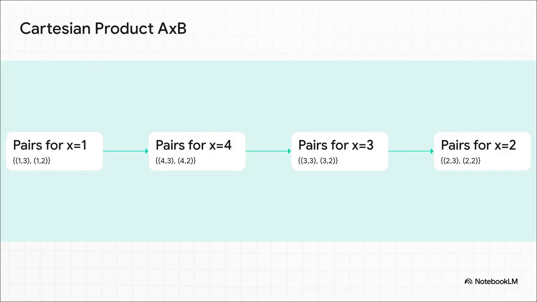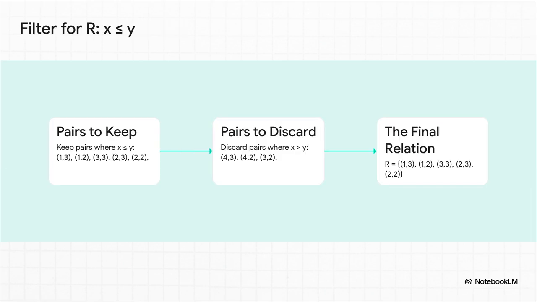So step one, we just forget the rule for a second and make every single possible pair we can. This complete list of every combination is what we call the Cartesian product. So we take the 1 from set A and we pair it with both 3 and 2 from set B. Then we grab the 4 from set A and do the exact same thing. We just keep going like that for every number in A until we've got all 8 of these possible pairs lined up.